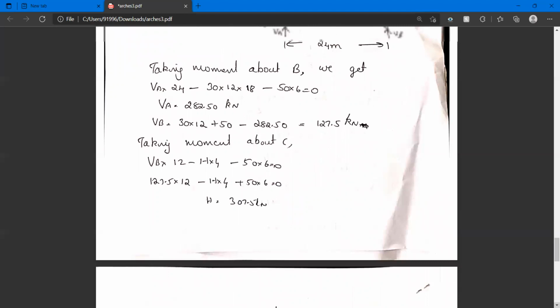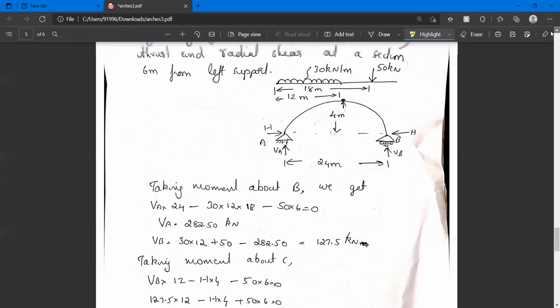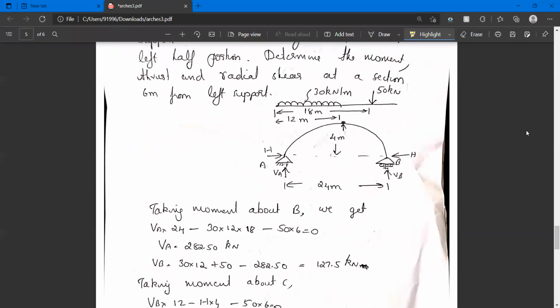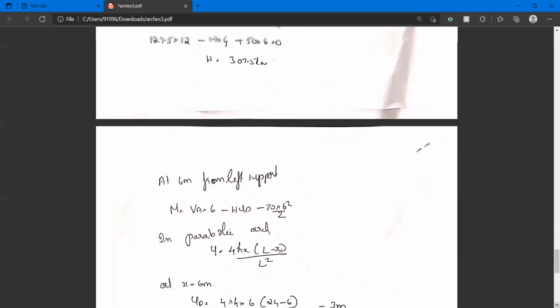Here, from B we are taking the moment, because if we take from B, the number of loads we should take will be less. If you are taking from A, then you should consider UDL. If you are taking from B, then only the concentrated load has to be taken. That way we can find out the horizontal reaction. Then at 6 meter from left support, you can find out the moment. M is equal to VA into 6 minus horizontal reaction into yD. Then at 6 meter, UDL is there, so minus 30 into 6 square by 2.